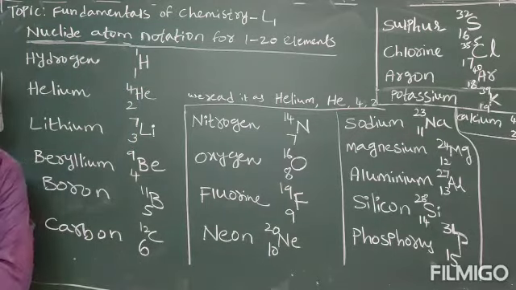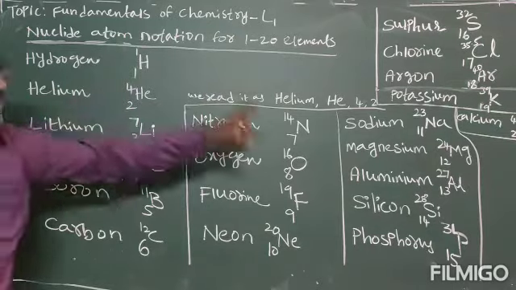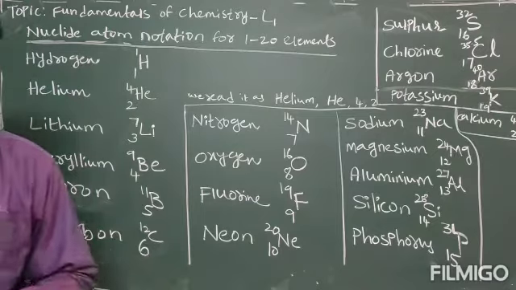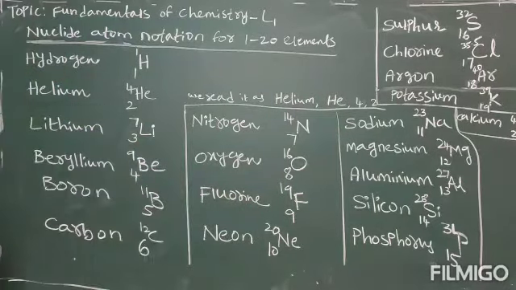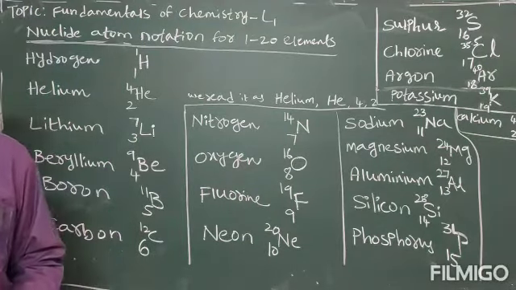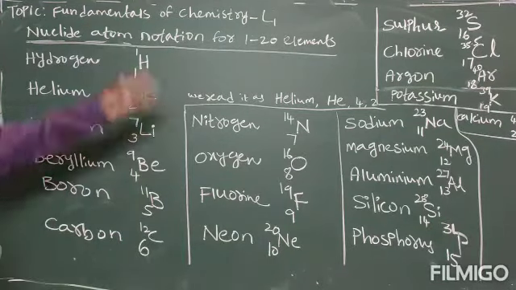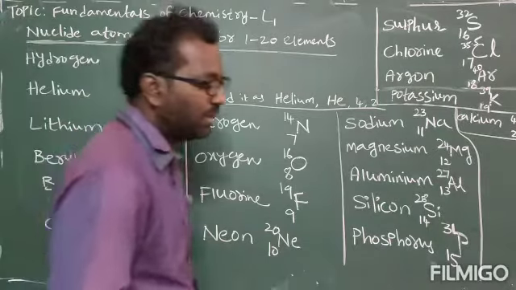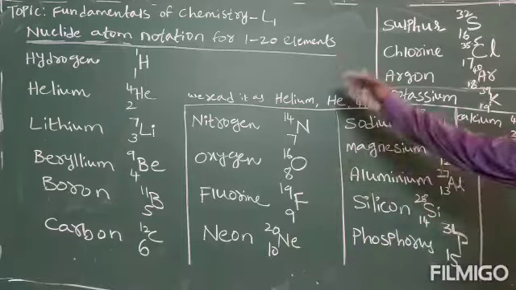How many neutrons are there in boron? 11 minus 5, that is 6 neutrons in boron. So for that purpose this is used. In one shot you will get how many electrons, protons and neutrons are there. At the same time, the symbol of the element you can understand, and you can calculate all these atomic weights, atomic masses and atomic numbers also you can learn.